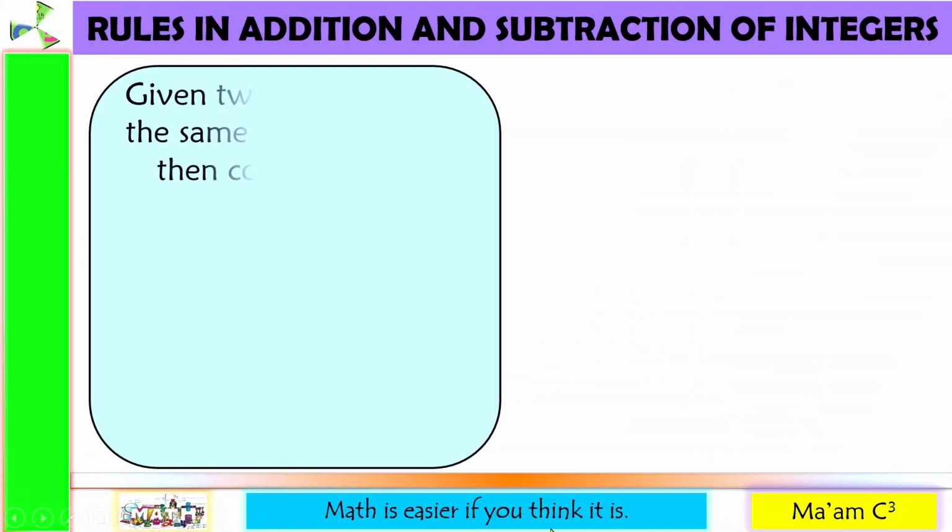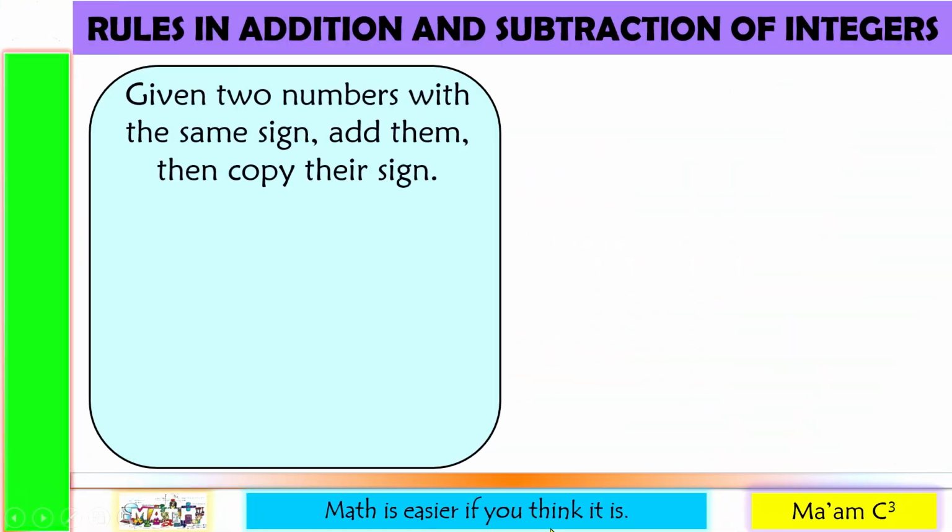Rules in addition and subtraction of integers. Given two numbers with the same sign, add them, then copy their sign. Number 1, 5 plus 3. 5 is positive, 3 is also positive, so we simply add them. 5 plus 3 is equal to 8. Since both of them are positive, then the sign of our answer is also positive.